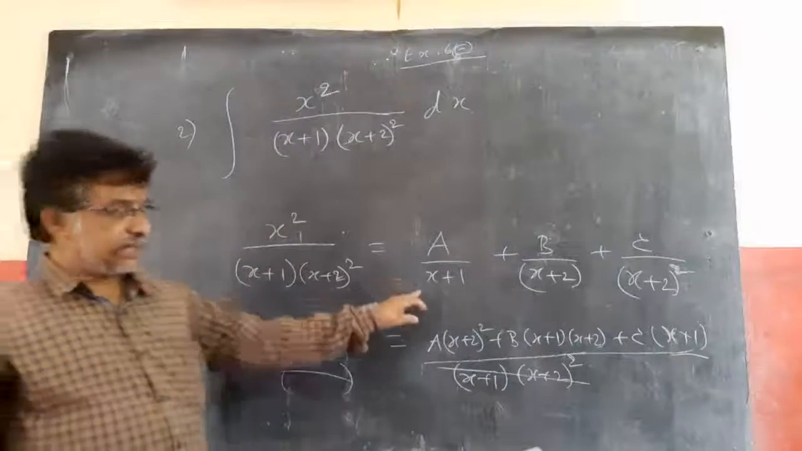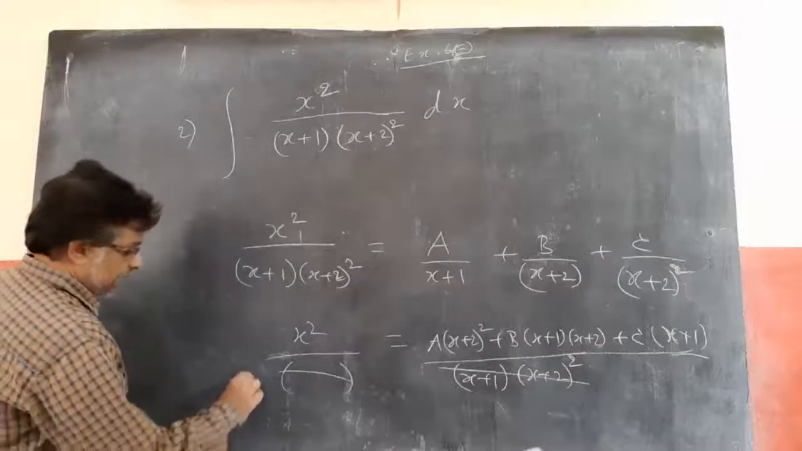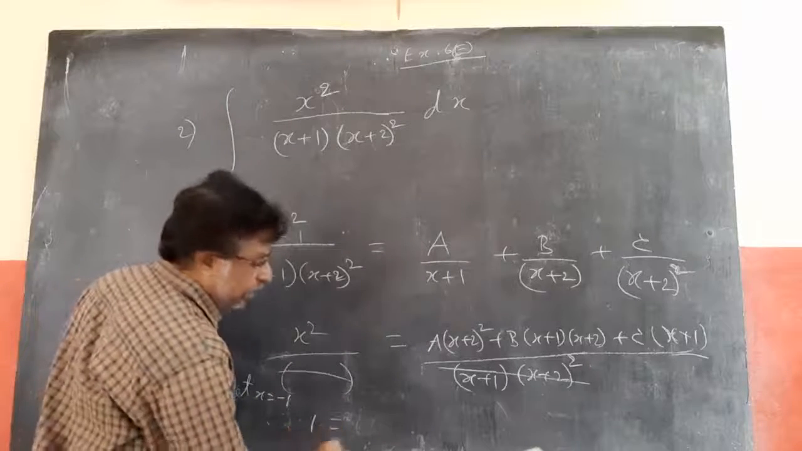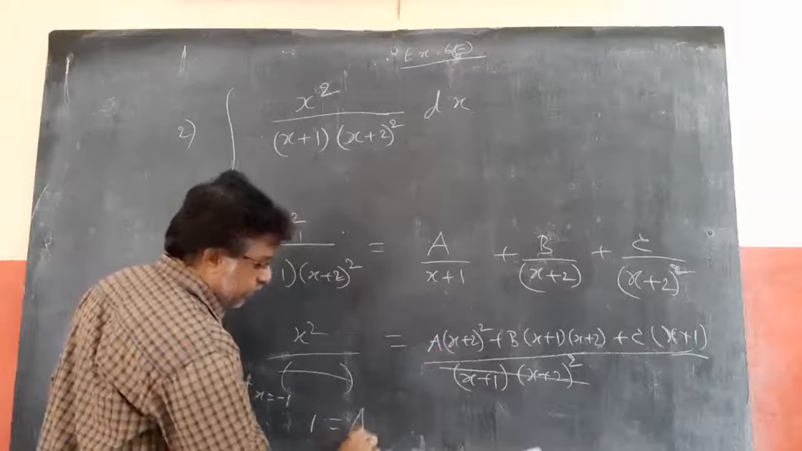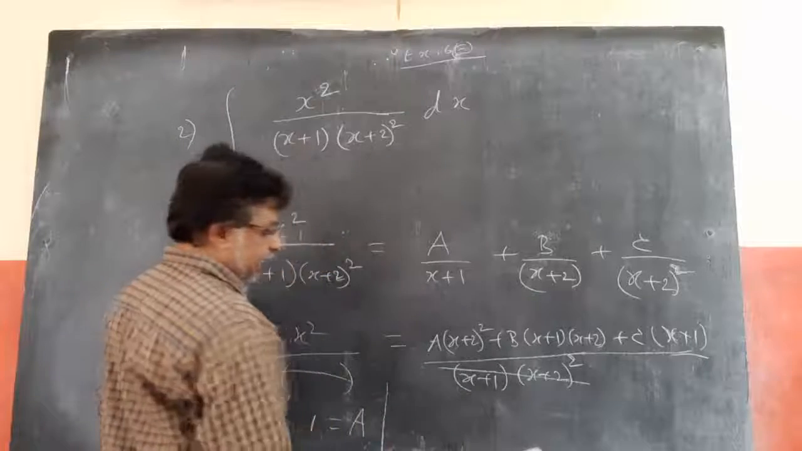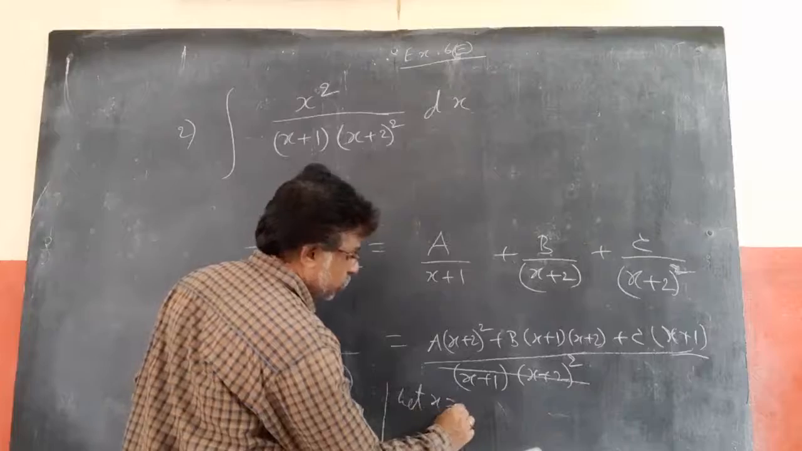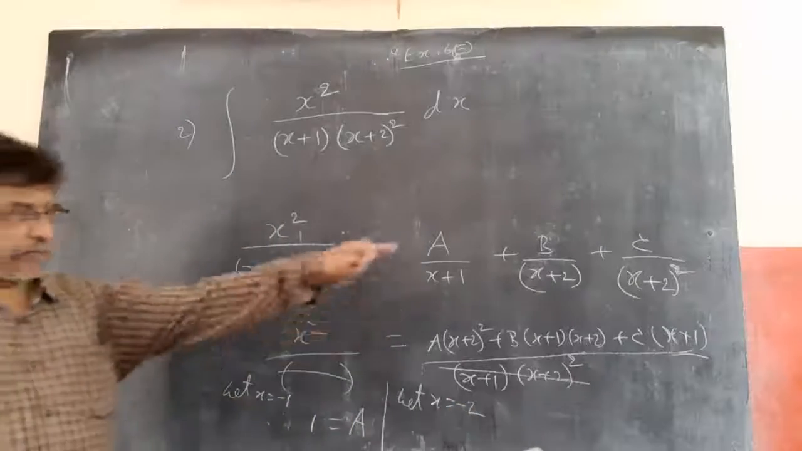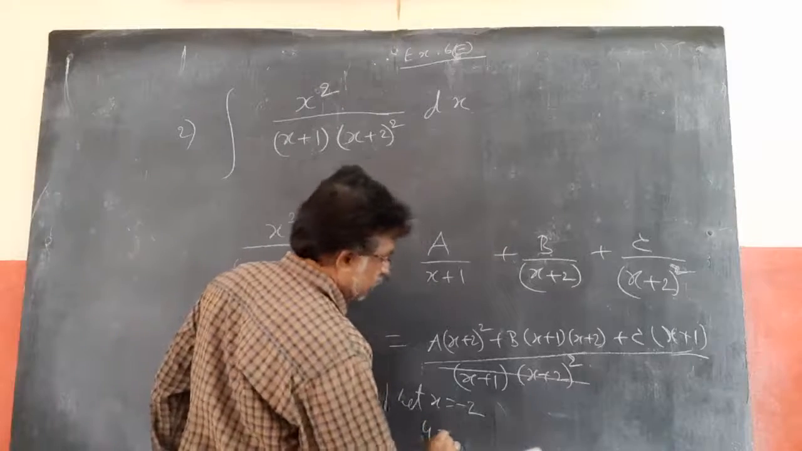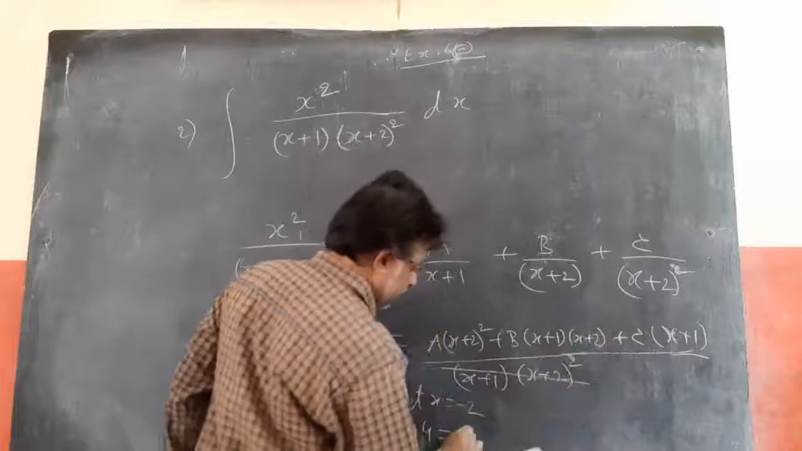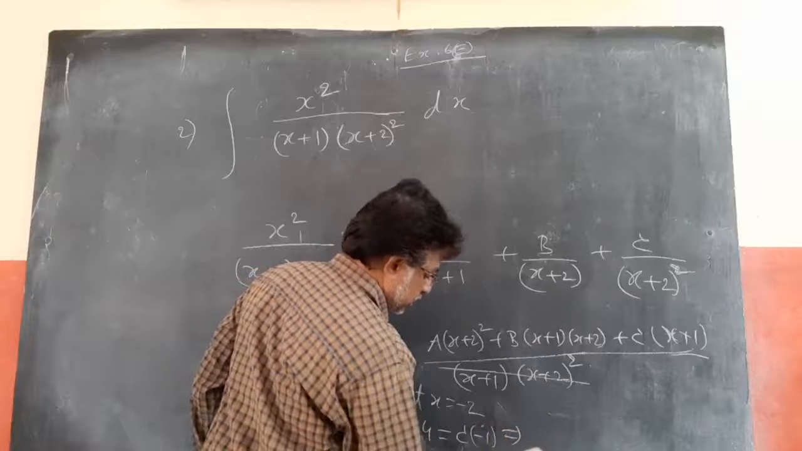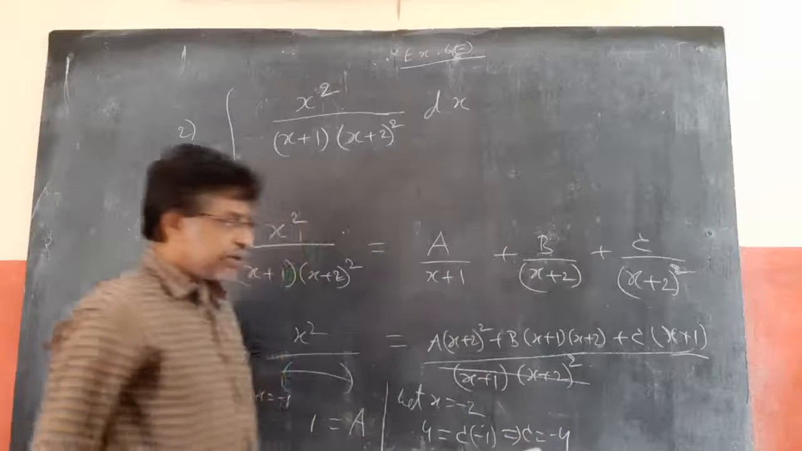Now to make this 0, let x equal to minus 1. Let x equal to minus 1 gives me the a value. Minus 1 whole square, 1, equal to a into (minus 1 plus 2) whole square becomes a, plus 0 plus 0. So a equals 1. Next, let x equal to minus 2 gives me the c value, the highest power c value. If I substitute x equal to minus 2 here, minus 2 square, 4, is equal to, this is 0, this is 0, c into (minus 2 plus 1), minus 1. So c equals minus 4.